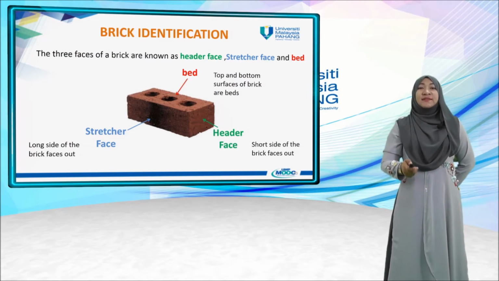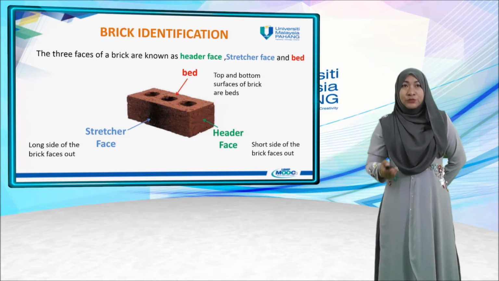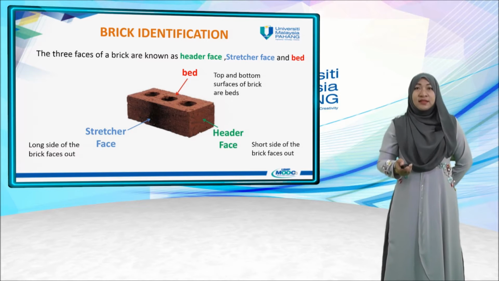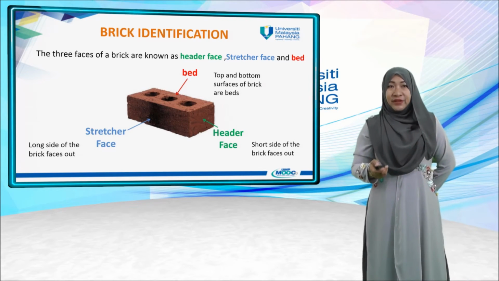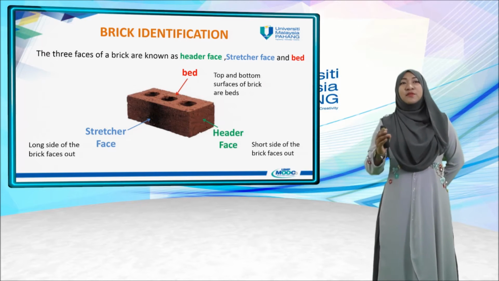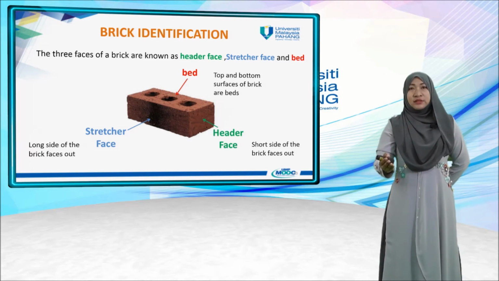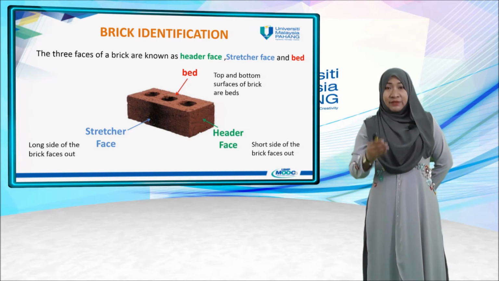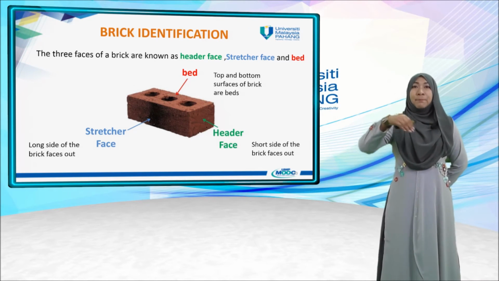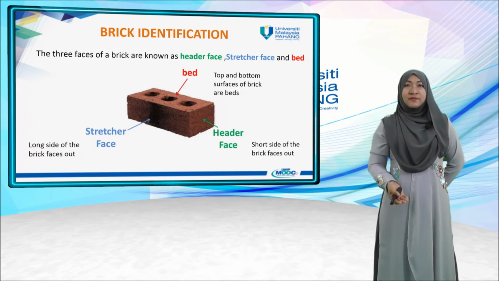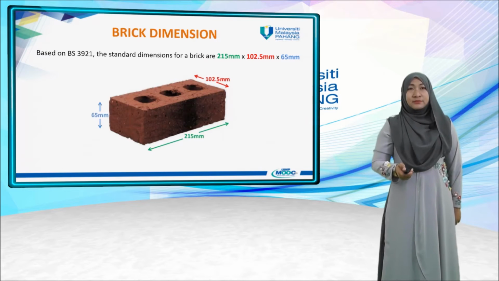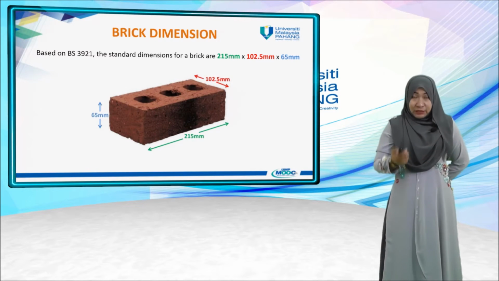So there is brick identification. The three faces of brick are known as header face, stretcher face, and bed face. What is stretcher face? Stretcher face means the long side of the brick faces out. And then header face means the short side of the brick faces out. And then the back. The back is the top and bottom surface of the brick. We call it the bed.